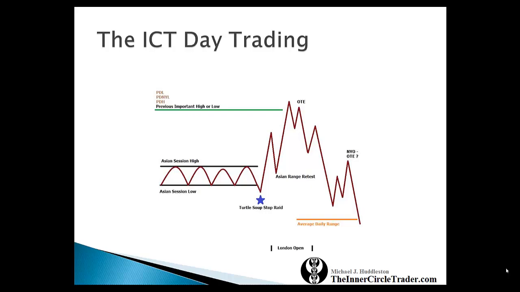Nothing has changed. The only thing we have learned is the precision components that make up that previous important high or low. It's an order block, a bearish order block. It's a previous day's low or previous day's high. It could be a previous day's New York session low or high, and it could be the previous day's ultimate high. Okay, so in other words, it could be a turtle soup based on that.